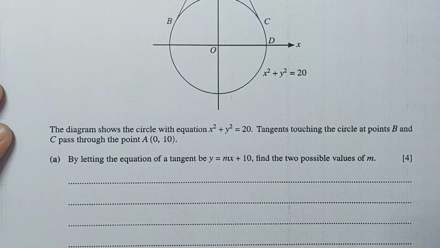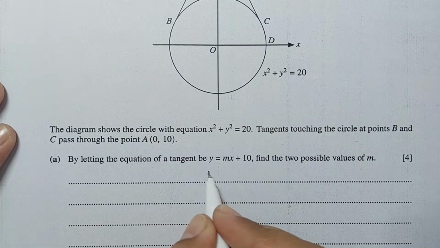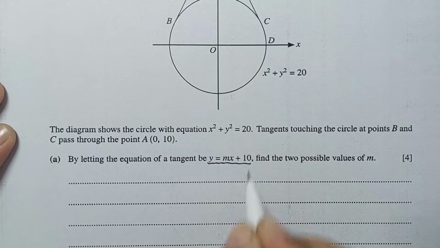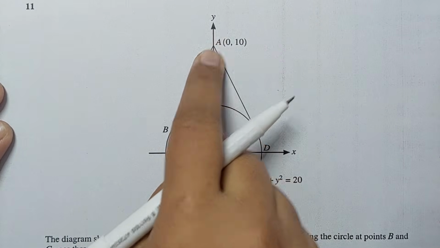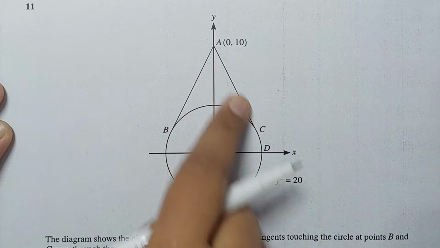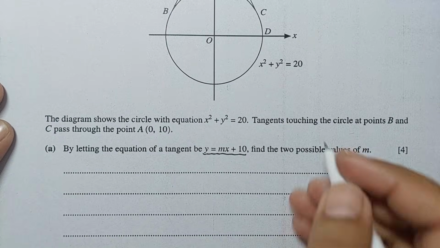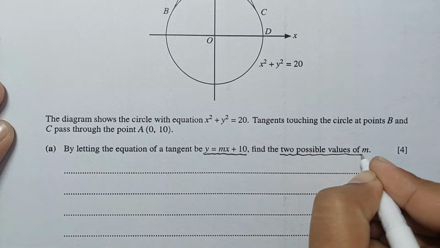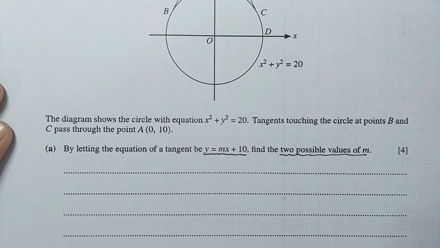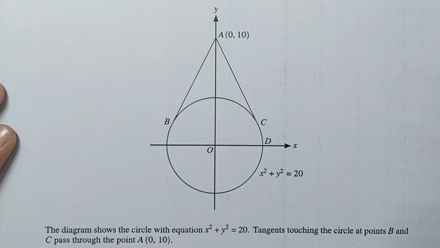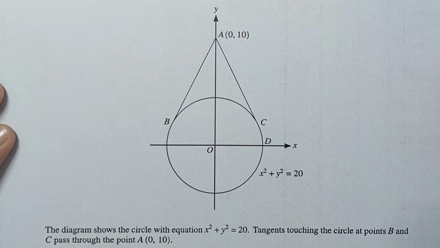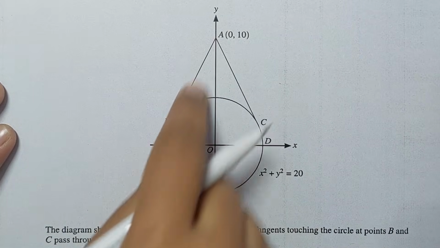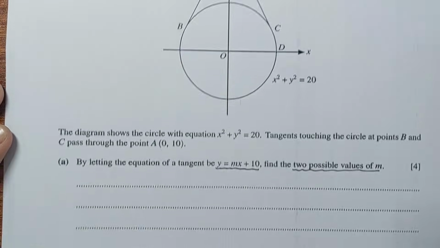Part A: by letting the equation of the tangent be y = mx + 10, find the two possible values of m. If we have the equation of the tangent and the equation of the circle, we can easily find the point of intersection of the tangent and the circle, right?